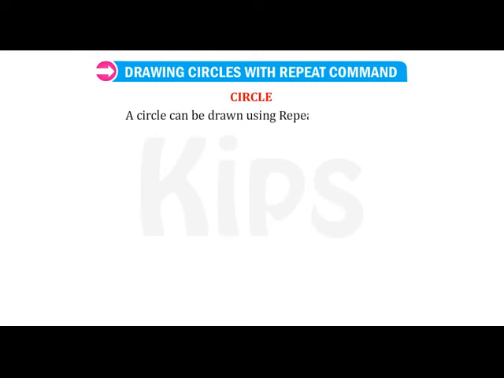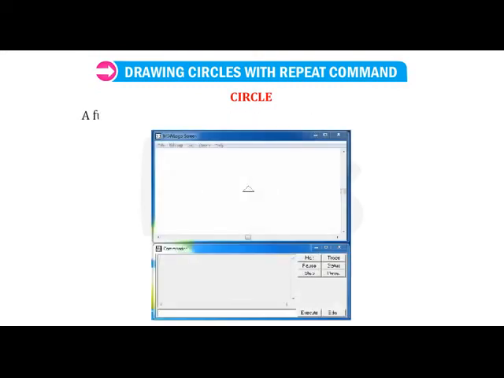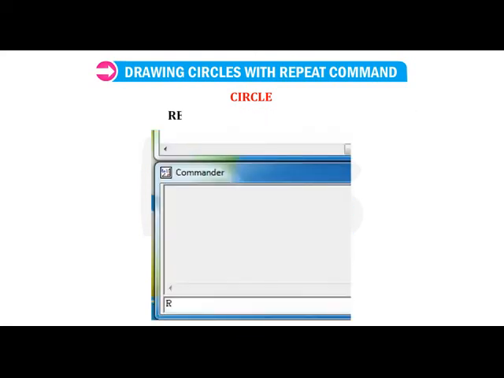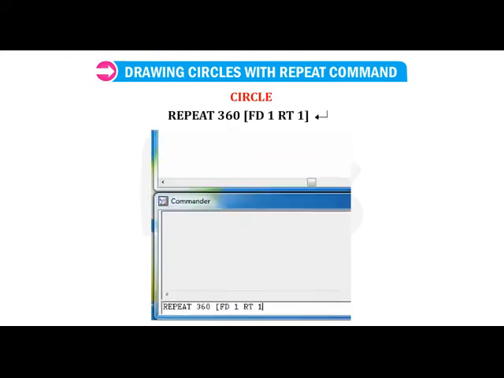Alright students, let us discuss primitives and programs. Now let us learn about drawing circles with the repeat command. A circle can be drawn using the repeat command. A full circle is drawn using 360 degrees and a semicircle using 180 degrees. Repeat 360 bracket open FD1 RT1 bracket close, enter.